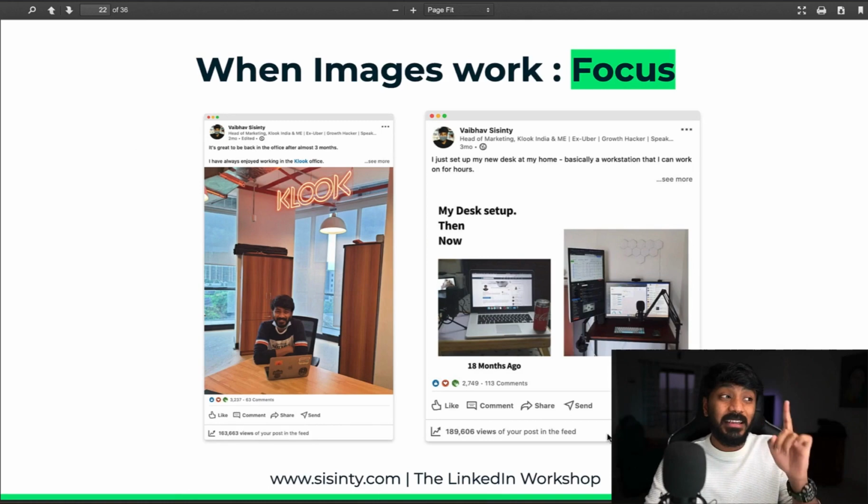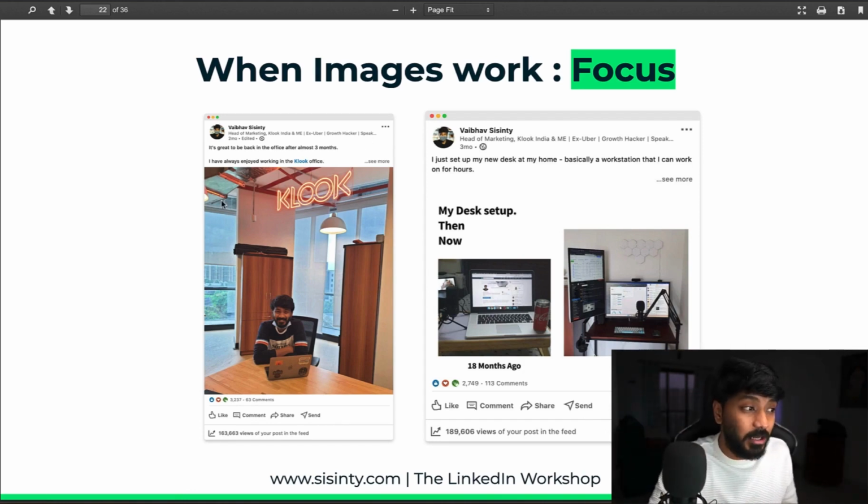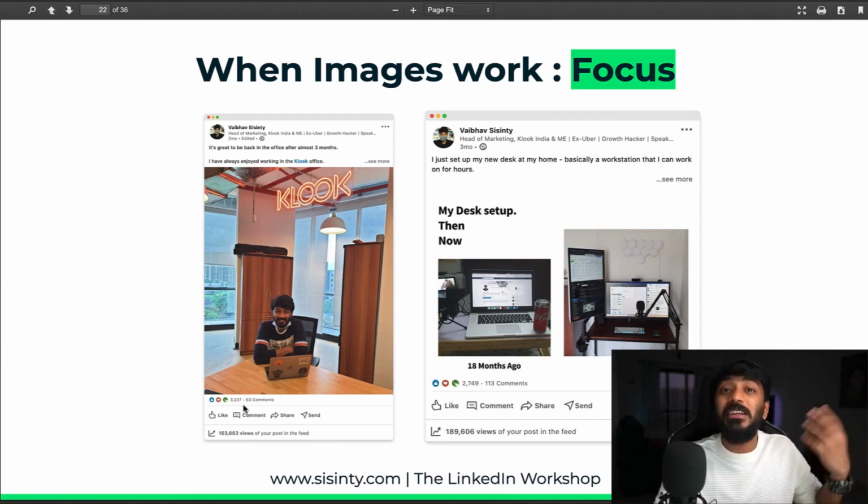But when images work, images do work, okay? But only in a few cases, when the focus of the whole thing is on the image. For example, here, I got back to office almost after 3 months and I took a picture of that with a mask and I put that up. This did well because the focus is on me being there in the office. As a result, people liked it. Genuinely, the post did very well.